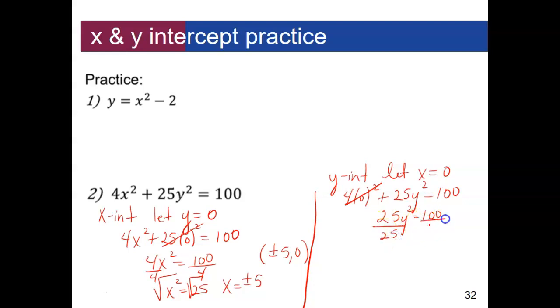Divide by 25. We'll get y squared is 4. So we'll take the square root of both sides, and we'll get y equals plus or minus 2. So our coordinates are 0, plus or minus 2. So this particular one had 2 x-intercepts and 2 y-intercepts because, for those of you that may have worked with other geometric figures, this would actually be an ellipse. So an ellipse is going to have two x-intercepts and 2 y-intercepts.